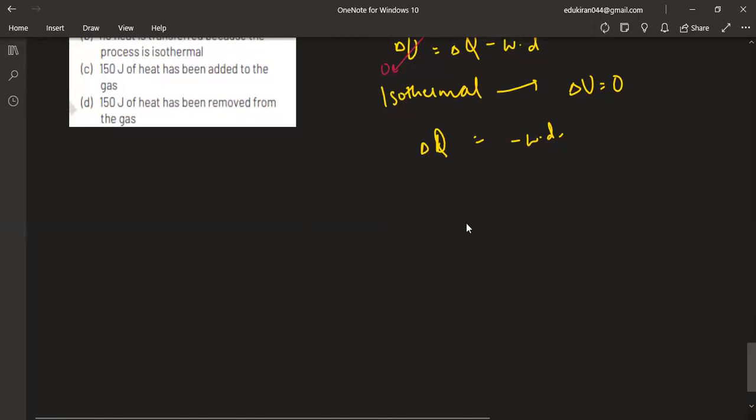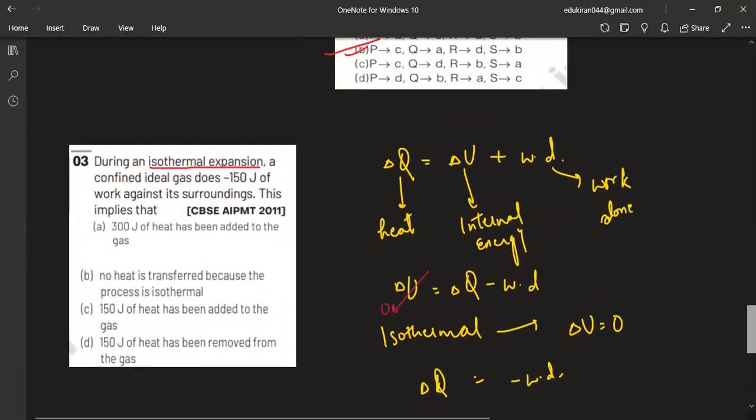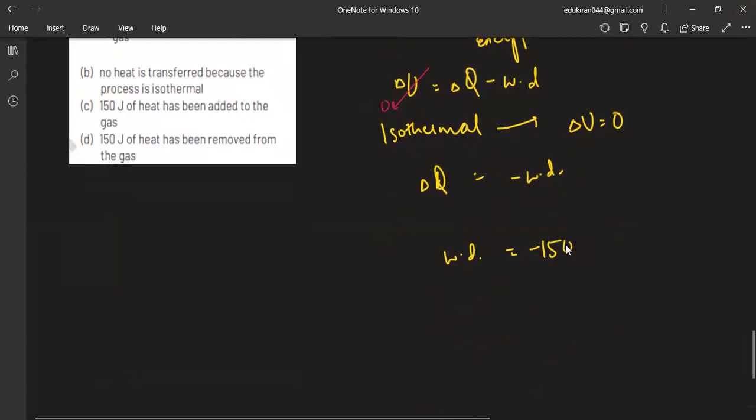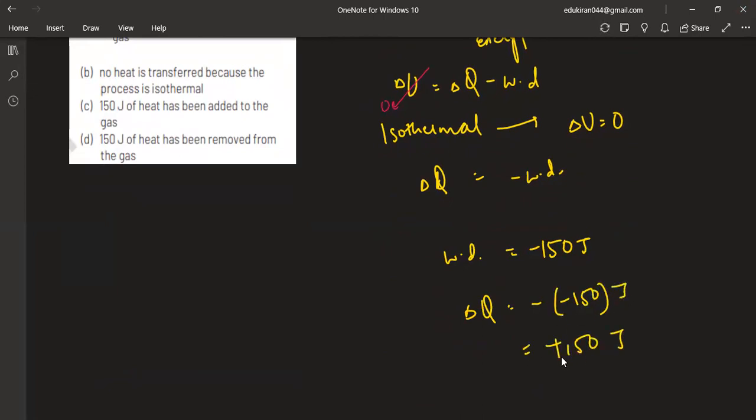Now, work done is given as minus 150 joules. So delta Q will become minus of minus 150 joules, which becomes plus 150 joules. So it can be C option or D option, because of the magnitude 150. But we have a positive sign, and positive sign shows that heat is added to the system. So added is C option. So this is C. Note it down.